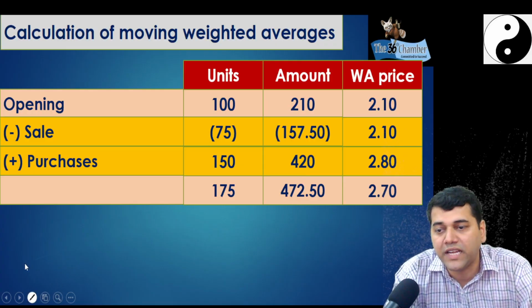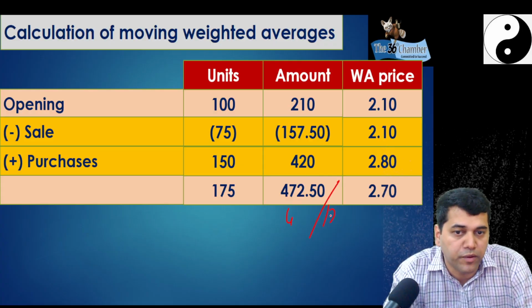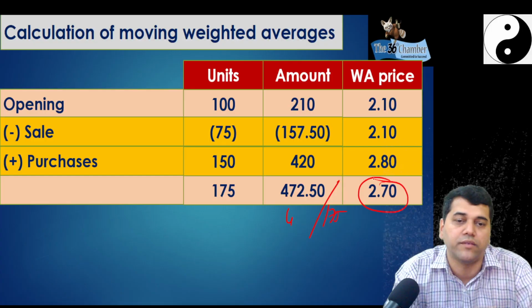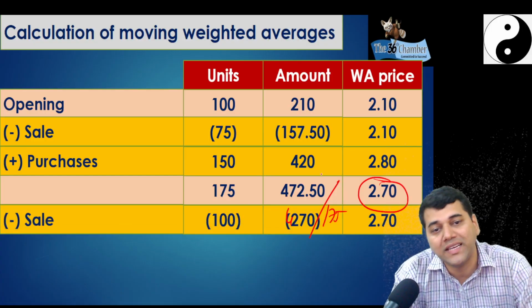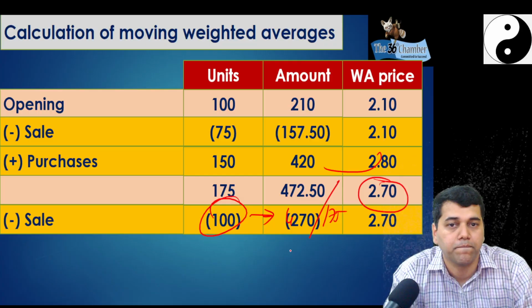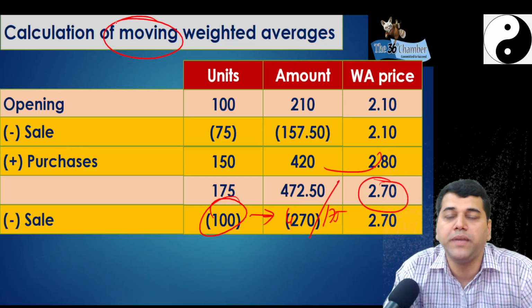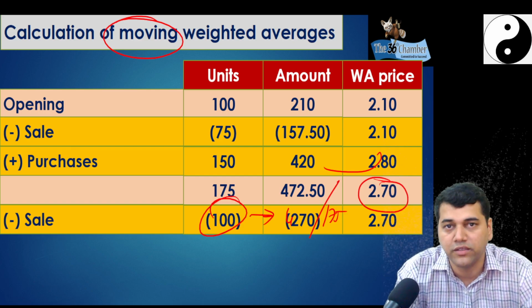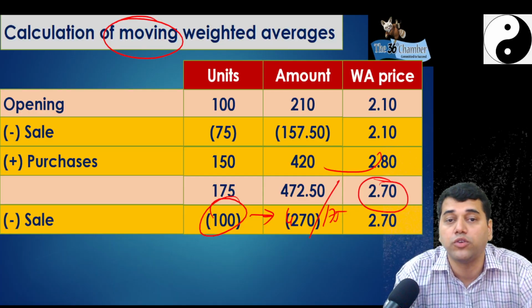Now you divide 472.5 by 175, and you get one new weighted average. And this new weighted average is issued in the next sale of 100. I hope you understood. This is the moving weighted average. So be careful, the Institute has given you both the things in this example. This is an example question, and be careful in the examination about what they are going to ask you.